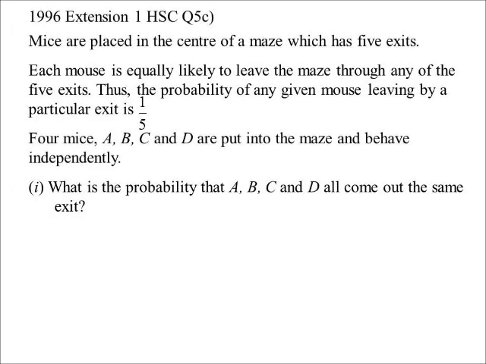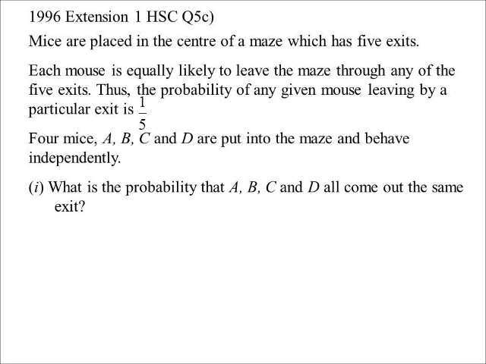Here's one that uses the same sort of idea from an HSC, well, a fair while ago now. What's that, 22 years ago? Goodness me. So we've got mice, and we're placing these mice in the centre of a maze, and the maze has got 5 exits. And every mouse is equally likely to leave the maze through any of the exits. Okay. So in other words, the probability of a mouse using any of the exits is 1 in 5. Okay, so everything's equally likely. So 4 mice, which we've conveniently labelled A, B, C and D. Maybe we painted it on their backs or something.